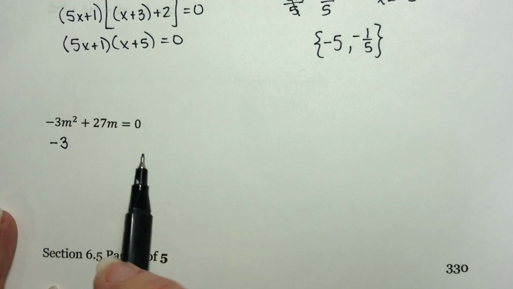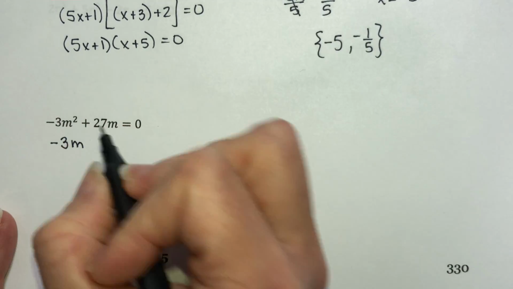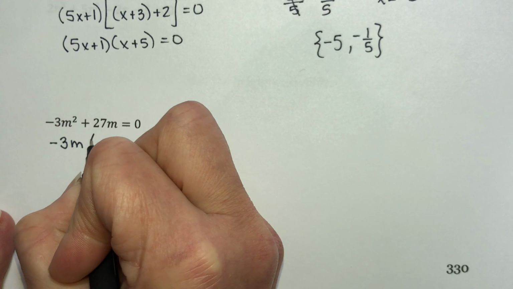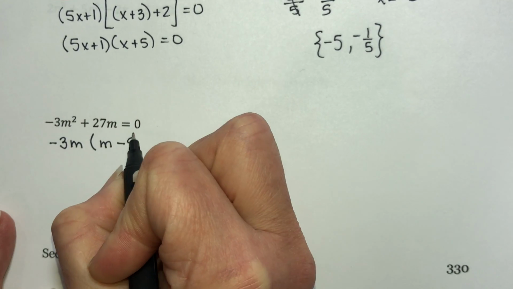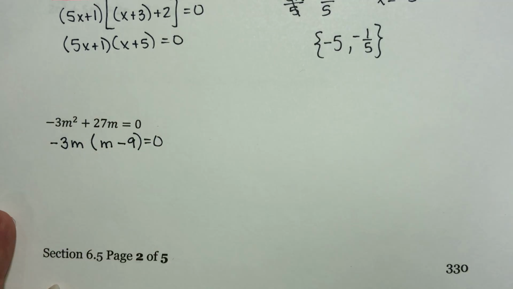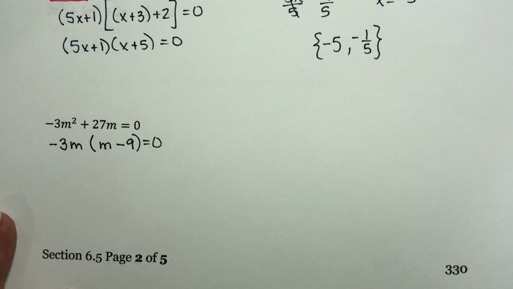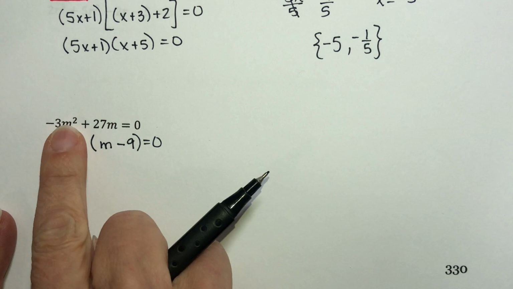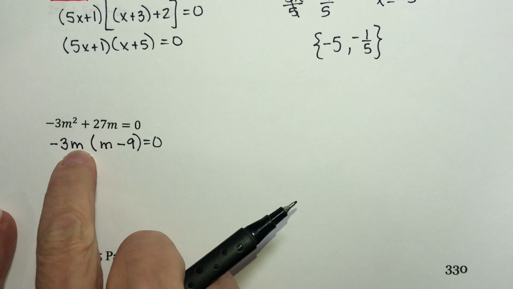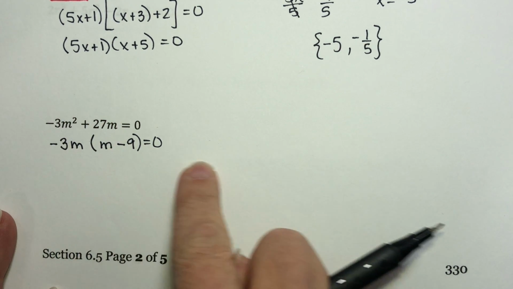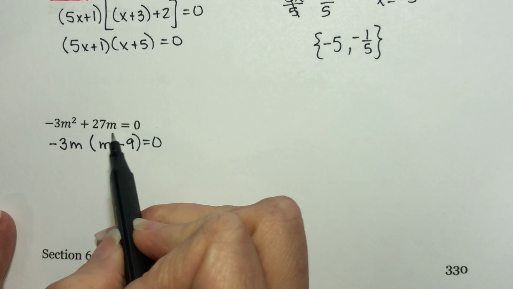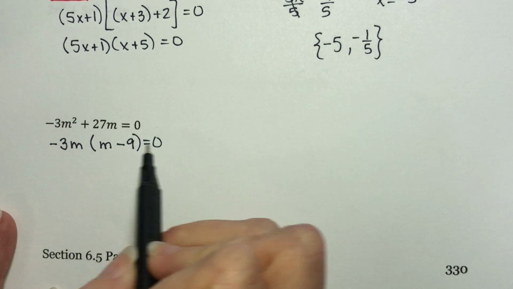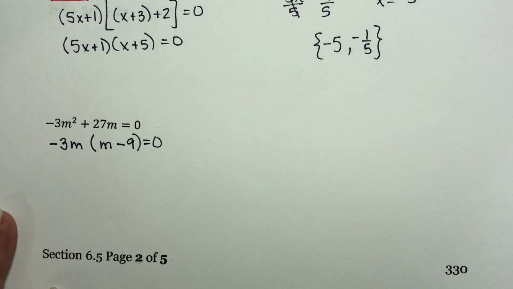And then there's also an m in each of these. So if I factor out a -3m, I'm going to end up with m minus 9 equals 0. Now this is factored. We have something times something else. If I knew what these numbers were, it would still be multiplication overall, because I would need to do the subtraction first because it's in parentheses, and then everything else is multiplication.